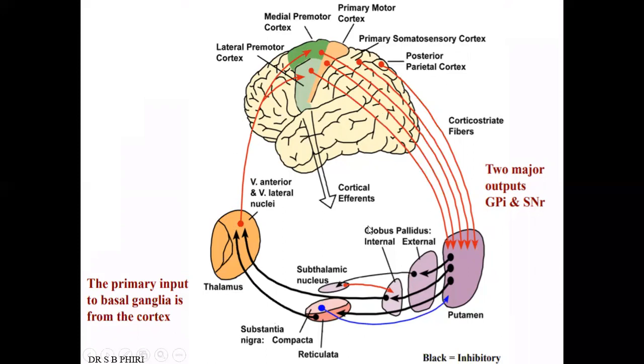So here there are two pathways, the direct pathway and the indirect pathway. Sometimes it's very difficult to understand this diagram because there's just too much information. But basically, if you understand the two pathways of the basal ganglia, then you also know the functions of the basal ganglia, then you're okay.